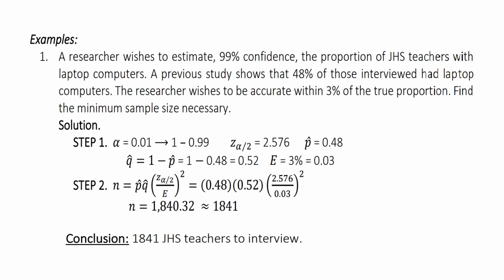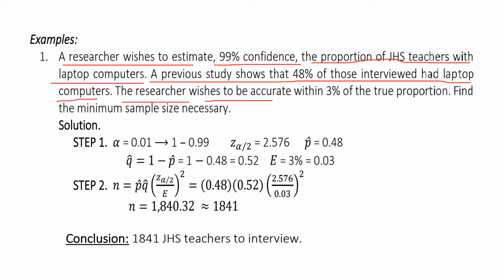For example, number 1 under this topic, a researcher wishes to estimate with 99% confidence the proportion of junior high school teachers with laptop computers. A previous study shows that 48% of those interviewed had laptop computers. The researcher wishes to be accurate within 3% of the true proportion. So find the minimum sample size necessary.